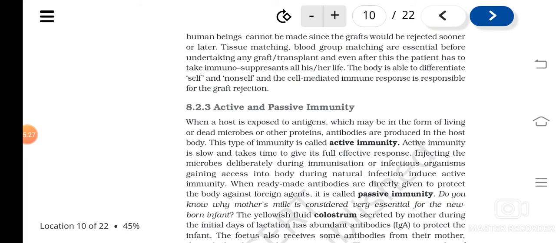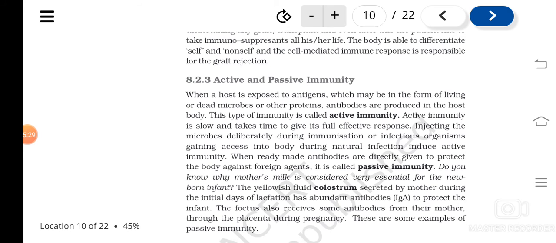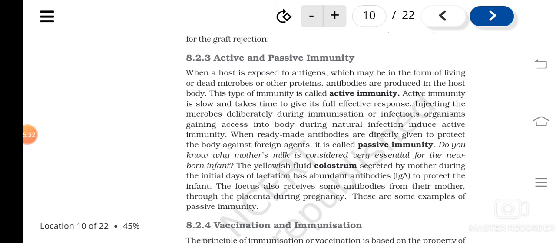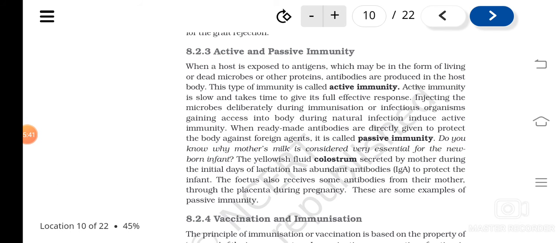So this much we have studied in the previous class, isn't it? Now I'm going to teach you another topic, that is active and passive immunity. Active immunity means what? When a host gets exposed to any particular type of pathogen, antibodies are produced in their body, isn't it? So this type of immunity is known as active immunity. That is, when any infection happens in the body, what will happen in our body? Antibodies will be produced.